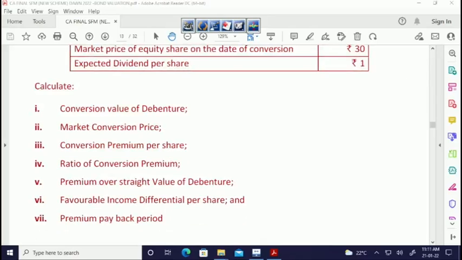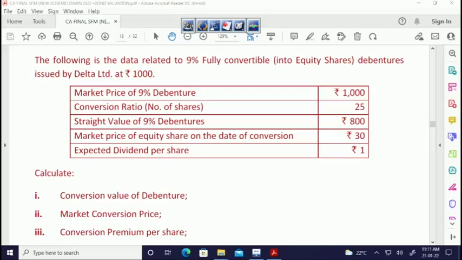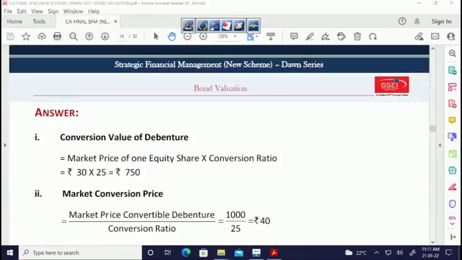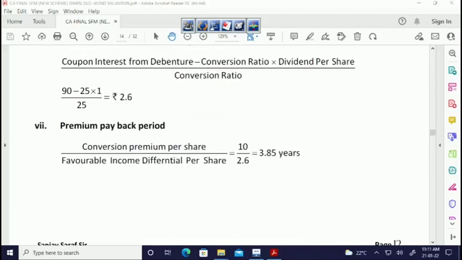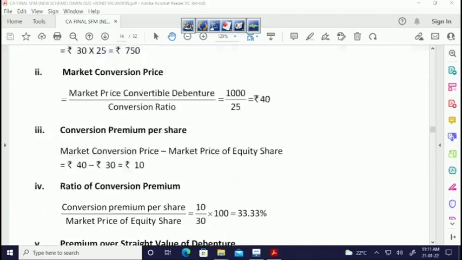What is the premium payback period? How much extra are we paying initially? 10 rupees, 40 minus 30, 10. And we are getting every year 2.6 extra. So in how many years will we break even? 10 divided by 2.6. What is it? 3.85 years. So it's a very easy question.